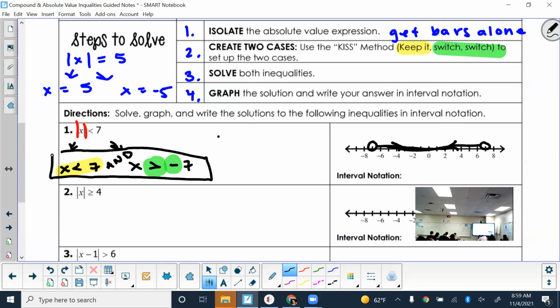All right, so that one is pretty easy. Let's look at ones that you actually have to do step 1, which is isolate the bars. So let's look at number 6. Questions on the first one now.